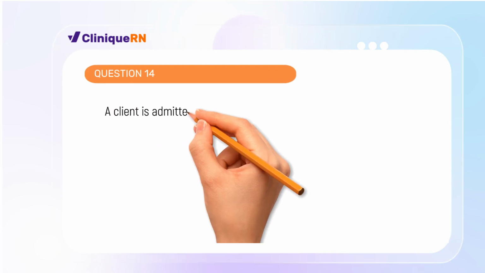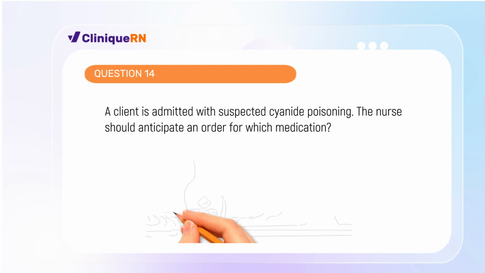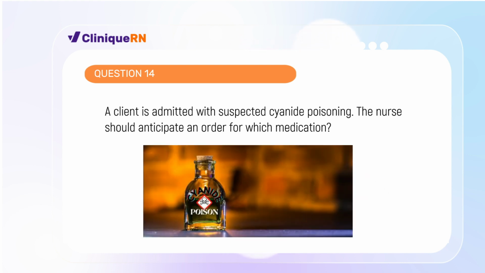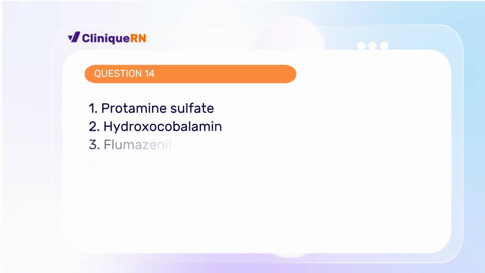Question 14. A client is admitted with suspected cyanide poisoning. The nurse should anticipate an order for which medication? 1. Protamine sulfate. 2. Hydroxycobalamin. 3. Flumazenil. 4. Activated charcoal.